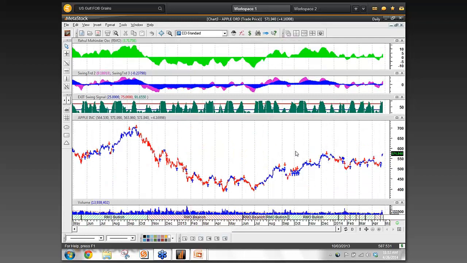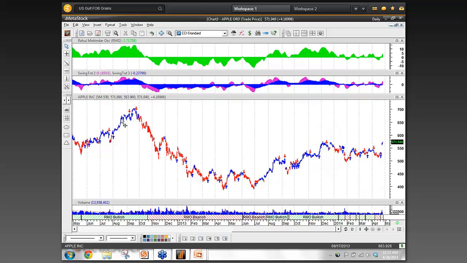Okay. Now, step 1, we're going to get back to the rules here. Step 1 is I want to be able to identify the primary or the prevailing trend. Now what I'm going to use to do that is this top indicator here that's called the Rahul Mohindra oscillator. It's the green one at the very top. I'm actually going to take the other two indicators off because I don't use them too much. I'm going to show you how I use these.